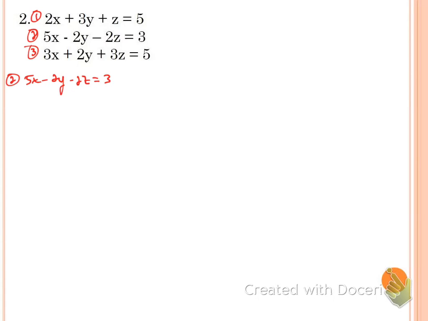But I'm putting 2 and 3 together. Add these, you get 0. This is 8x. This is z and 8.